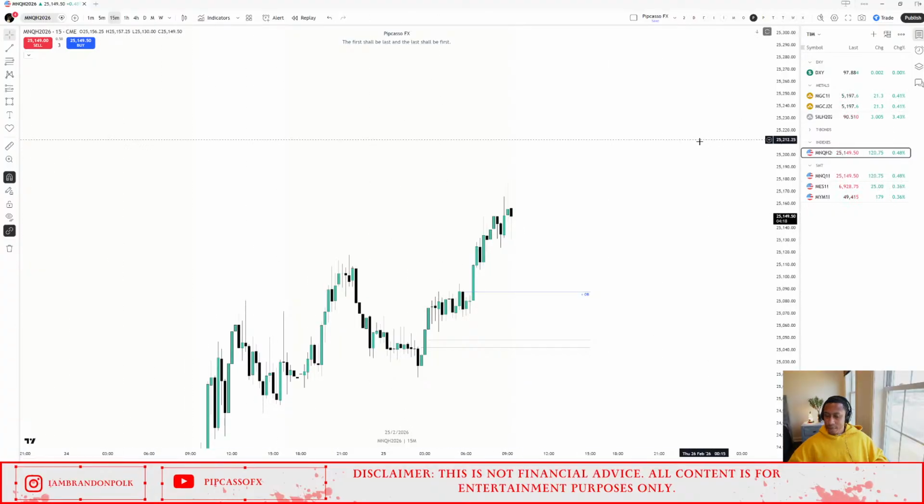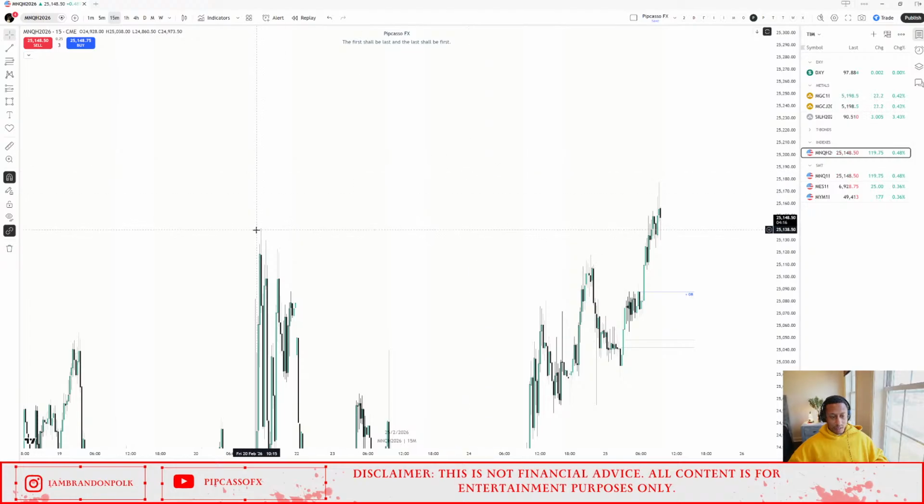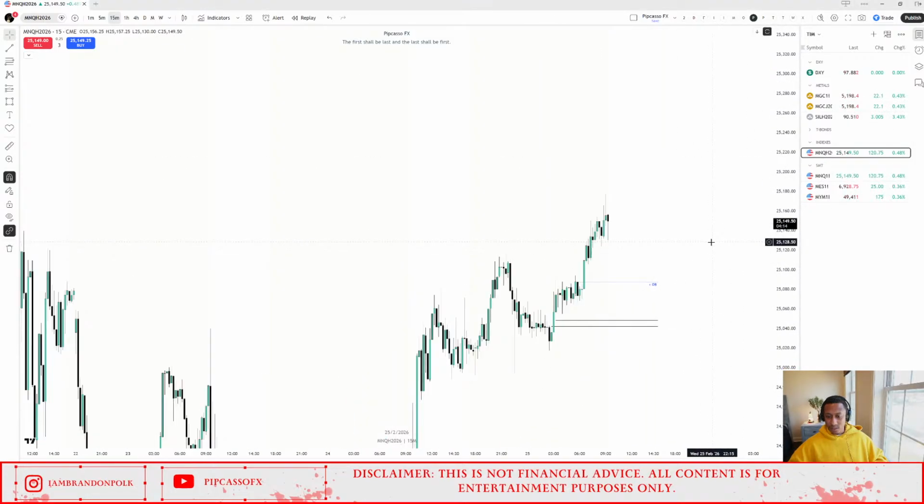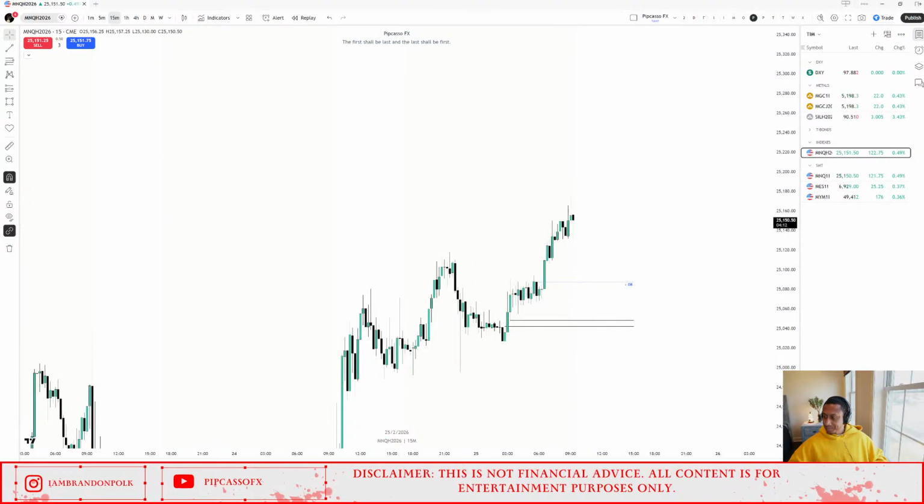So the only one that did not trade up above this Friday high is Dow. That's the only one that hasn't done that. All the other ones, ES and NQ, have done that. So, I'll see.